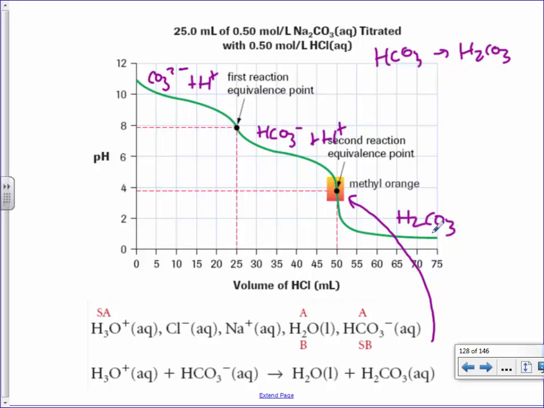Do you guys know of anything that has the ability to do it 3 times? There's usually only one chemical that we talk about that does it 3 times. PO4. A phosphate has the ability to actually react 3 times, because PO4 is a 3 minus, right? So for every minus it has, it can pick up an extra proton.